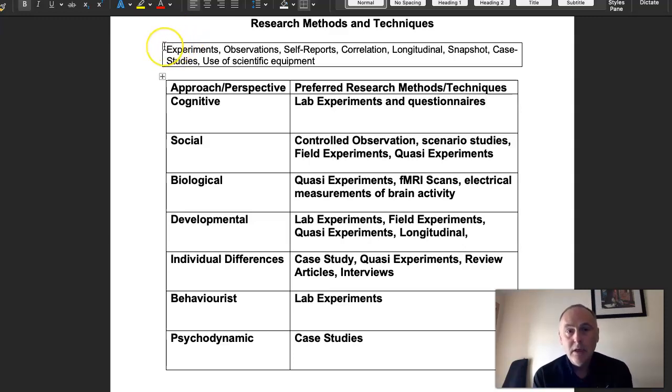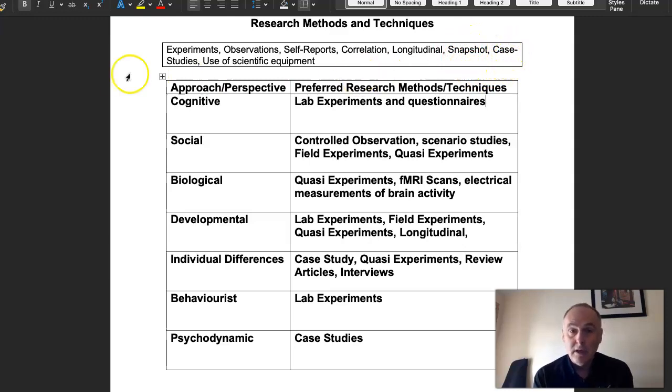Let's just remember what are the research methods and techniques we could be talking about here. Remember, experiments, observations, self-reports, and correlation are our four main types of research method. But also added to that, we can have longitudinal methodologies. Think about Casey, for instance. Snapshot, which is just most of the other ones really. I suppose Milgram would be an example of that. Would be a snapshot study.